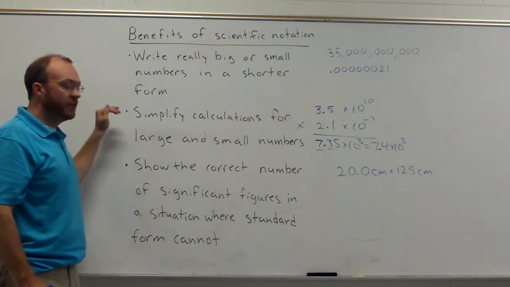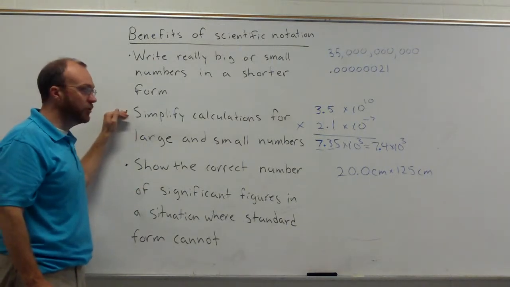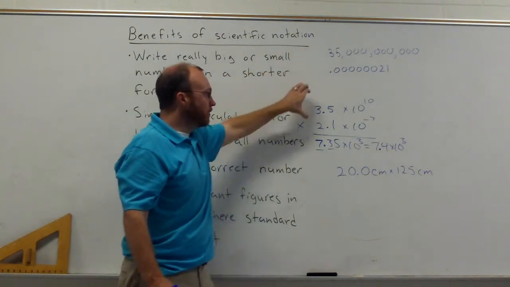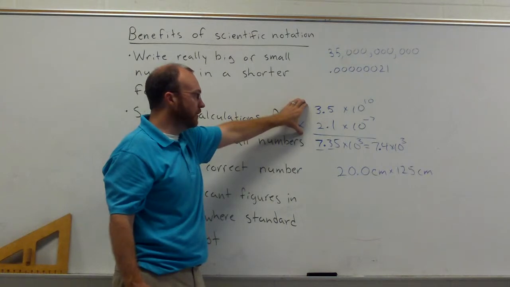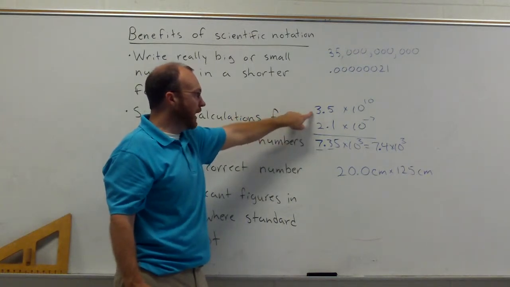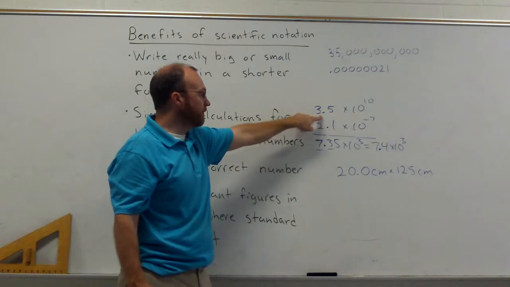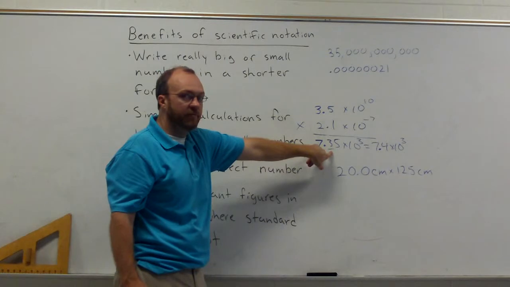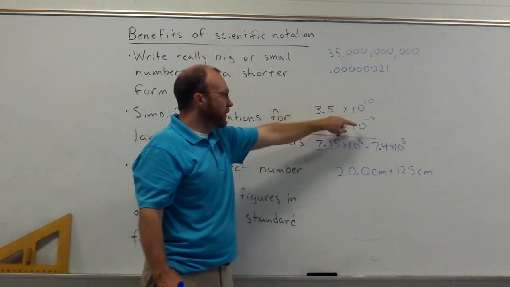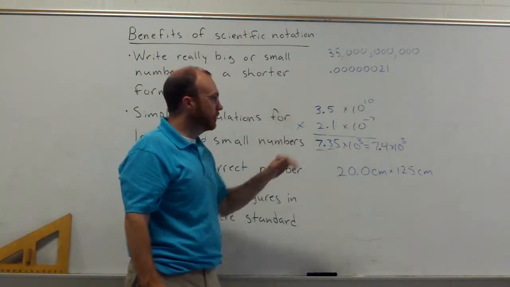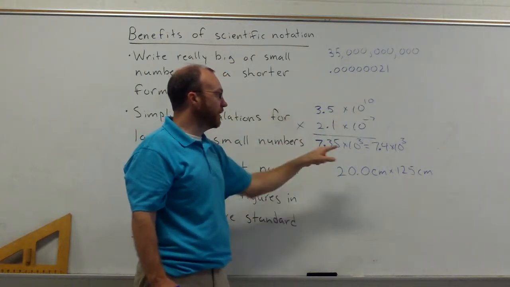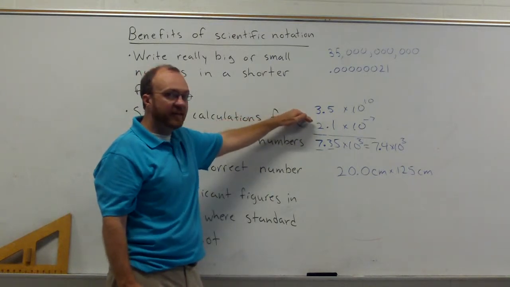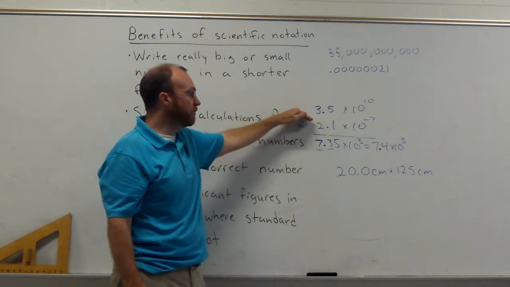The second benefit is it simplifies calculations, particularly when you do them by hand. You can multiply these out in standard form and get the answer, but it's much simpler to do so once they're in scientific notation. 2 times 3.5 is 7. 0.1 times 3.5 is 0.35. So 2.1 times 3.5 is 7.35. 10 to the 10th times 10 to the negative 7th, we simply add the powers. 10 plus negative 7 is 10 minus 7, so that's 10 to the 3rd. So you can do this very easily in your head because it's in scientific notation.